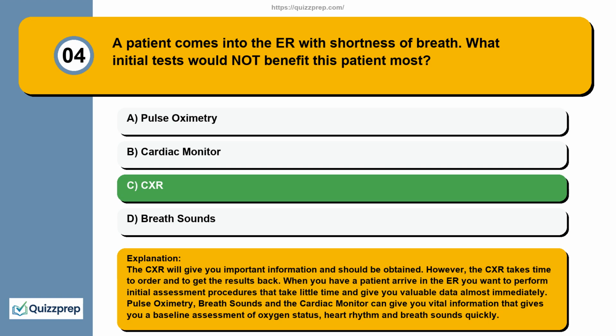The CXR will give you important information and should be obtained. However, the CXR takes time to order and to get the results back. When you have a patient arrive in the ER, you want to perform initial assessment procedures that take little time and give you valuable data almost immediately. Pulse oximetry, breath sounds and the cardiac monitor can give you vital information that gives you a baseline assessment of oxygen status, heart rhythm and breath sounds quickly.